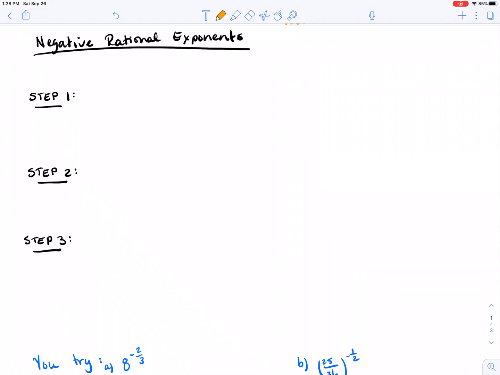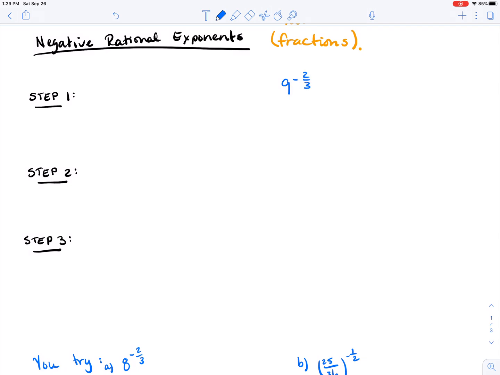Welcome to the tutorial for negative rational exponents. This is an extension on negative exponents. So a rational exponent, obviously we're talking about fractions, using fractions as the exponents. So if we look at an example with our steps, the example we're going to be looking at is 9 to the negative 2/3.